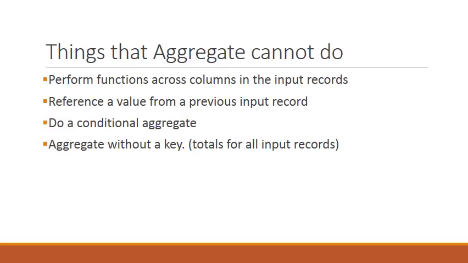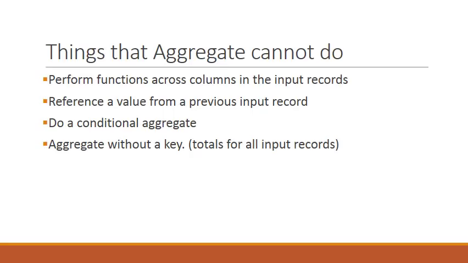Aggregate cannot reference a value from a previous input record. We're not doing that here, but that's something that would allow you to do something like a running average across input records. It can't do a conditional aggregate. What we want to do is add up all of the taxable amounts for our purchase orders. The aggregate component cannot do that, so we need to use rollup for it.